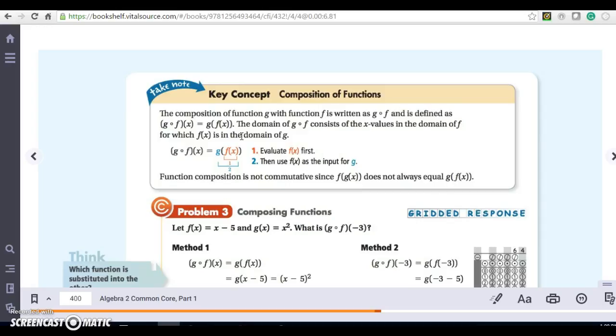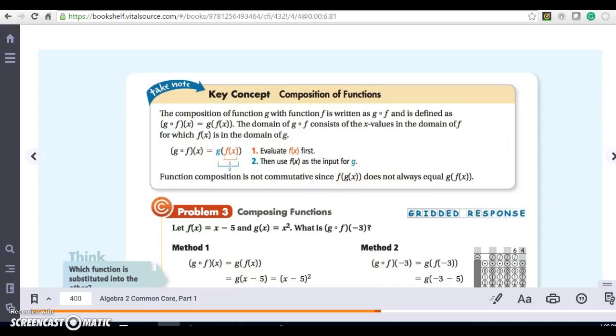So it says the composition of function g with function f is written as g composed of f. That little symbol means composed, and is defined as g composed of f of x equals g of f of x. The domain of g composed of f consists of x values in the domain of f, for which f of x is in the domain of g. So g composed of f is like g of f of x. So you evaluate f of x first, then use f of x as input for g.